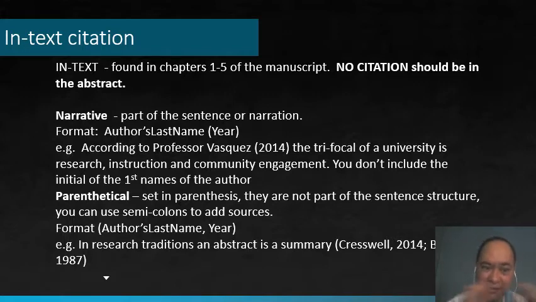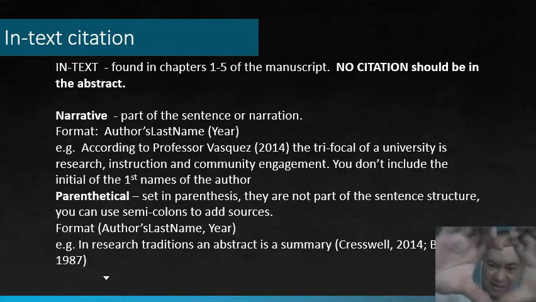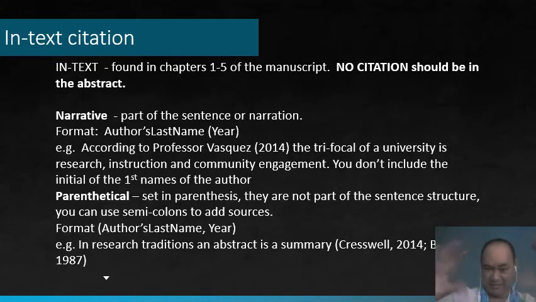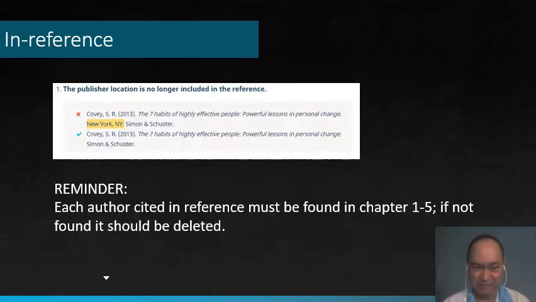Then you have the parenthetical in-text citation. In a parenthetical in-text citation, the author and the year are enclosed in parentheses. Example: author's last name, comma, year. That's why they call it parenthetical citation. It's not something like a love mark, right? Parenthetical, something like that.